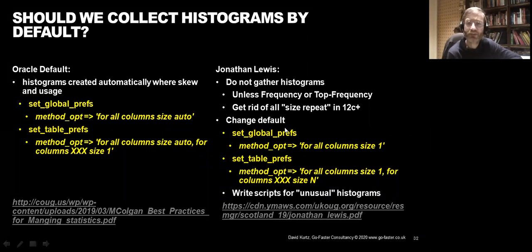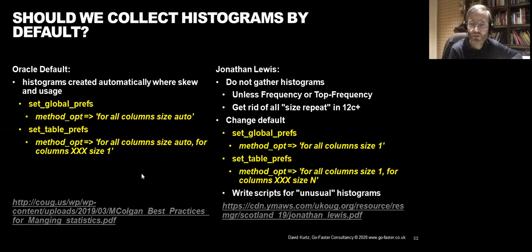And he goes further. He says, well, actually, don't collect histograms by default. So change the global preference for method_opt to for all columns size 1. But where you can identify columns where a histogram would benefit you, create a table preference to create a histogram on that column. And where you've got really unusual column distributions, write your own histogram with DBMS_STATS calls. And you'll see a paper where Jonathan puts that forward.